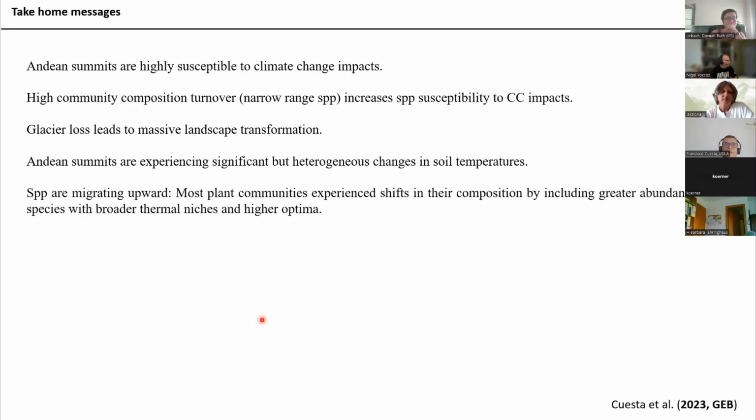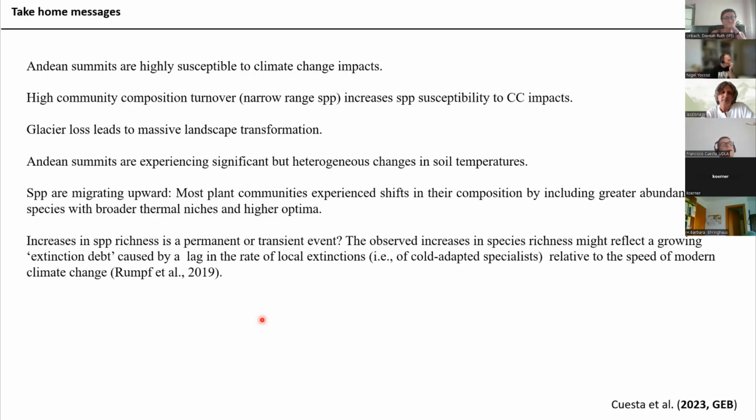The species are migrating upwards, so most plant species experience shifts in their composition, including greater abundances of species with broader thermal niches and higher optima, which you already said. And one thing that we're trying to understand now is whether this increase in species ranges is permanent or a transient event. Apparently, if we look at the previous publication from the Alps, this seems to be a momentary lapse in time that will eventually translate into a lot of local extinctions, due to what Brabham et al. coined extinction debt.